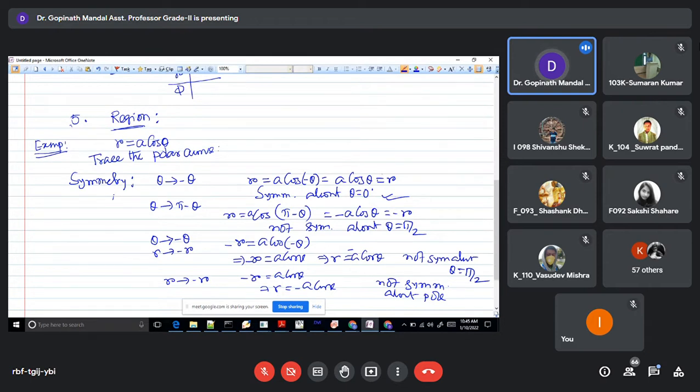So what is the initial line? Here theta equal to 0, theta equal to pi by 2, theta equal to pi. The initial line means the x-axis in that case. So if the curve is like that, since it is symmetric, the lower portion will be the same as that.